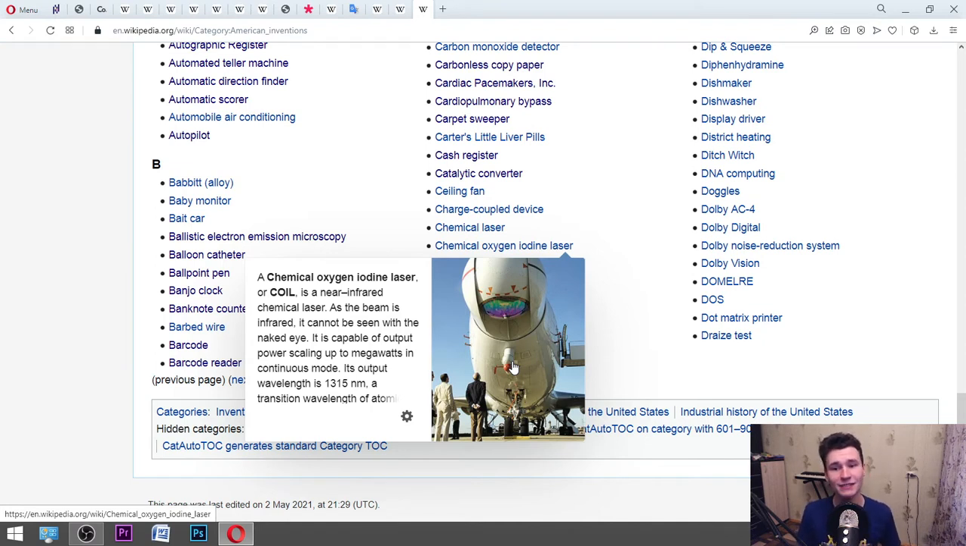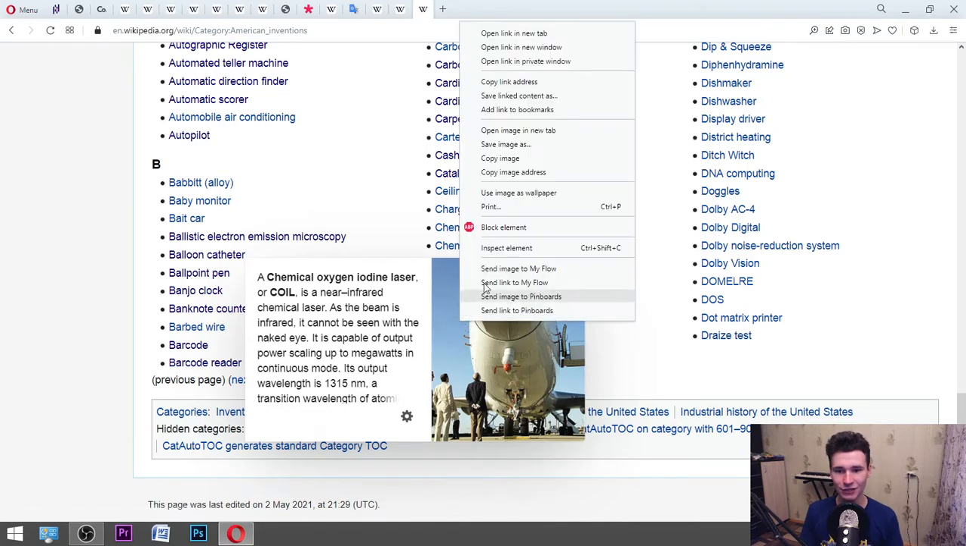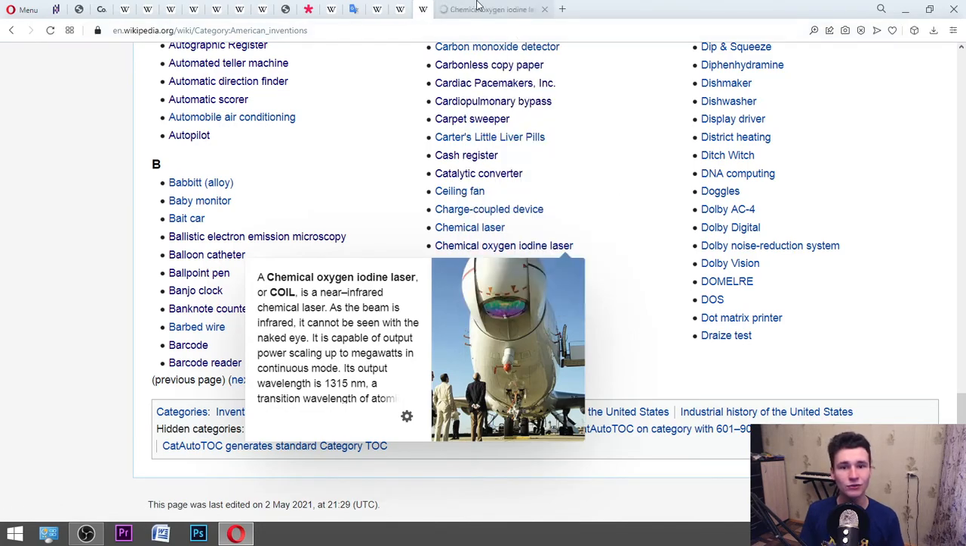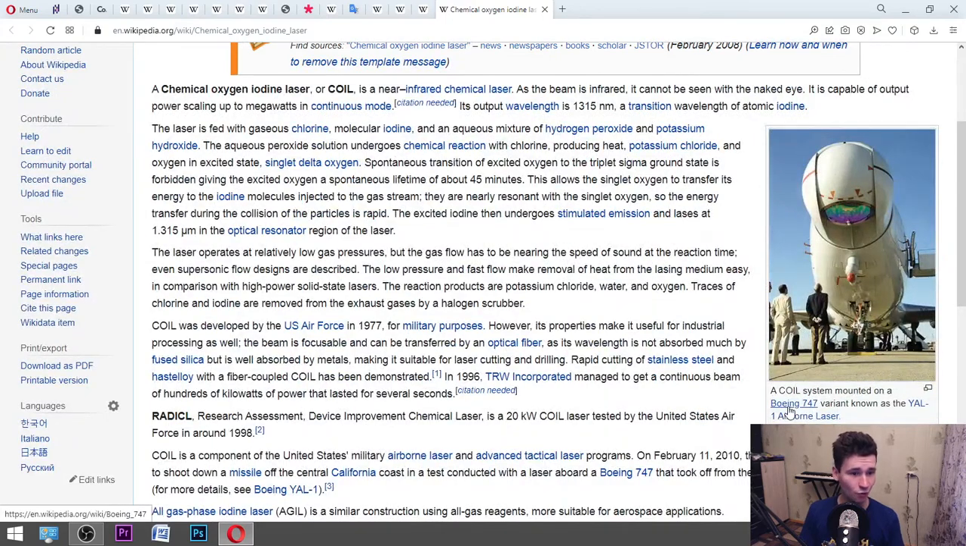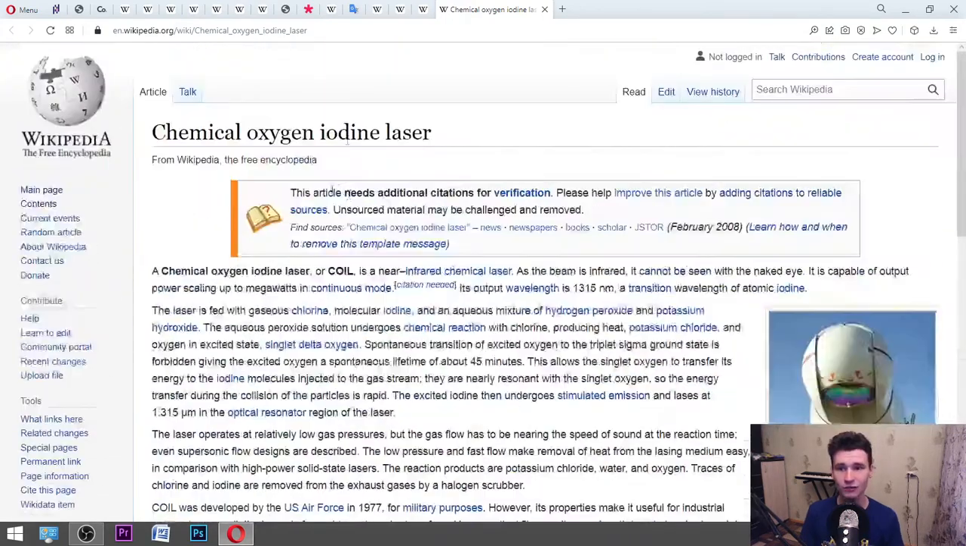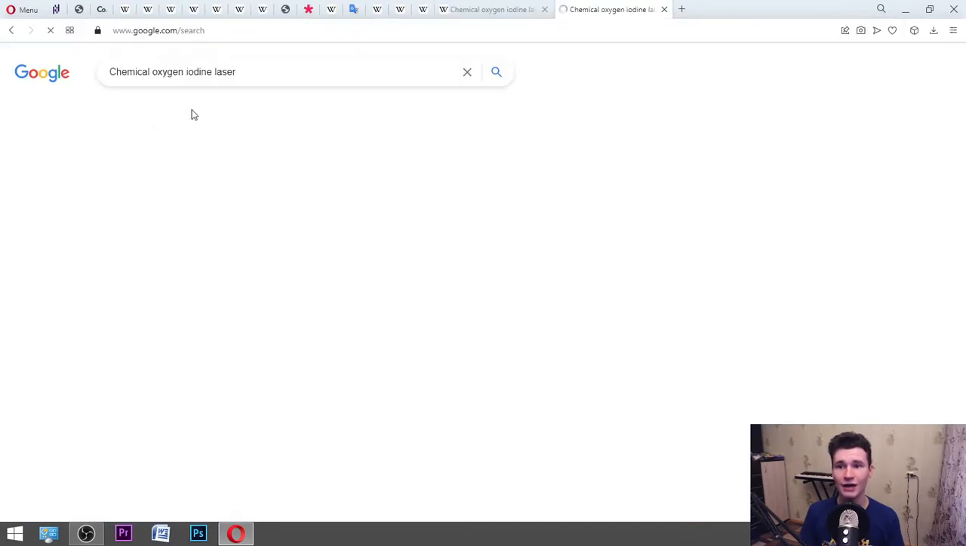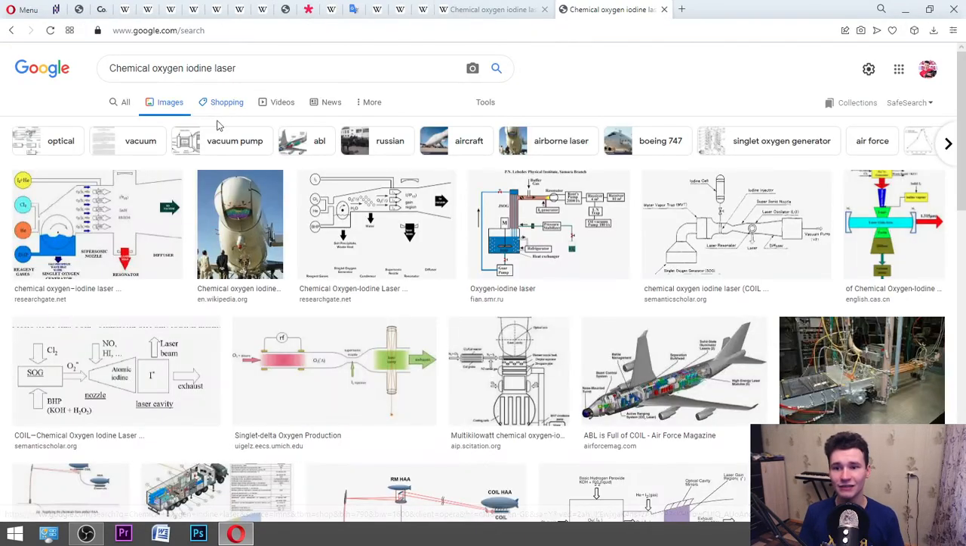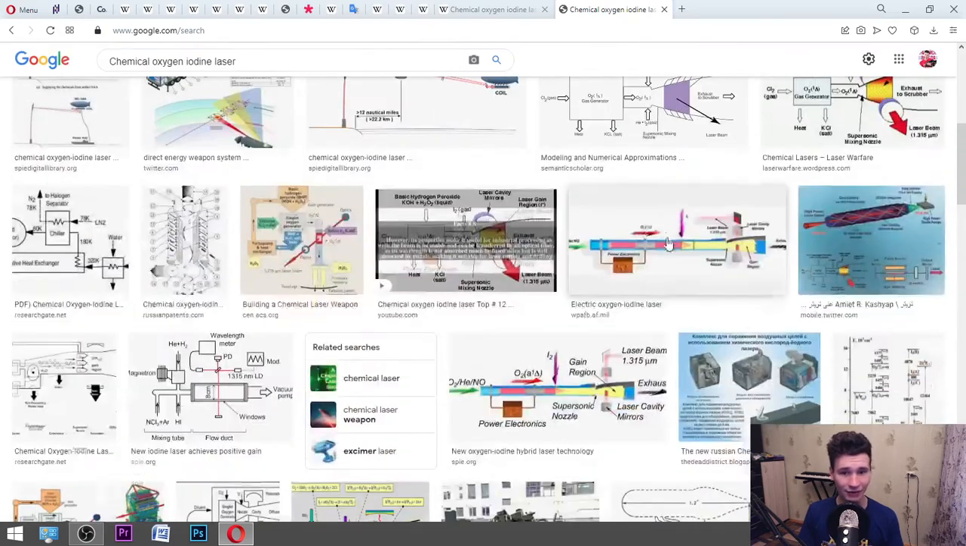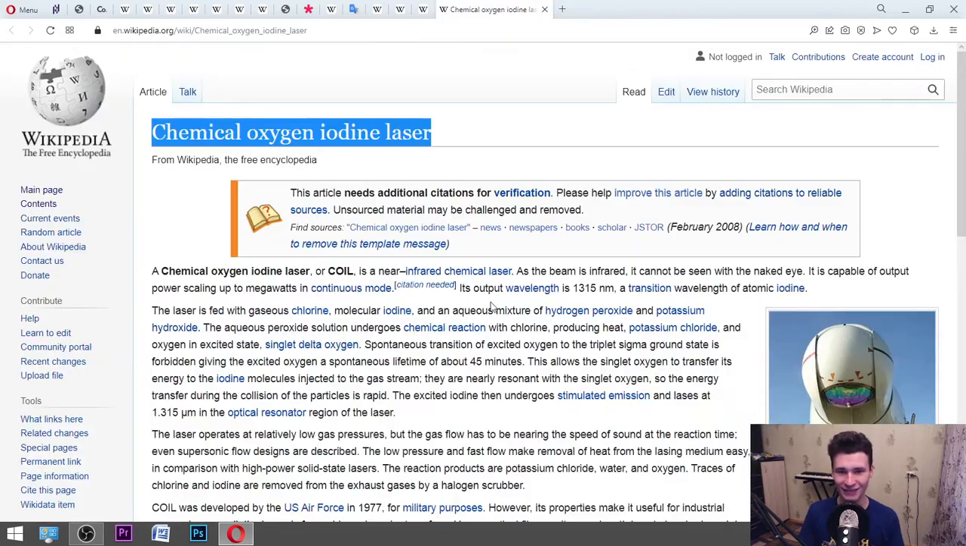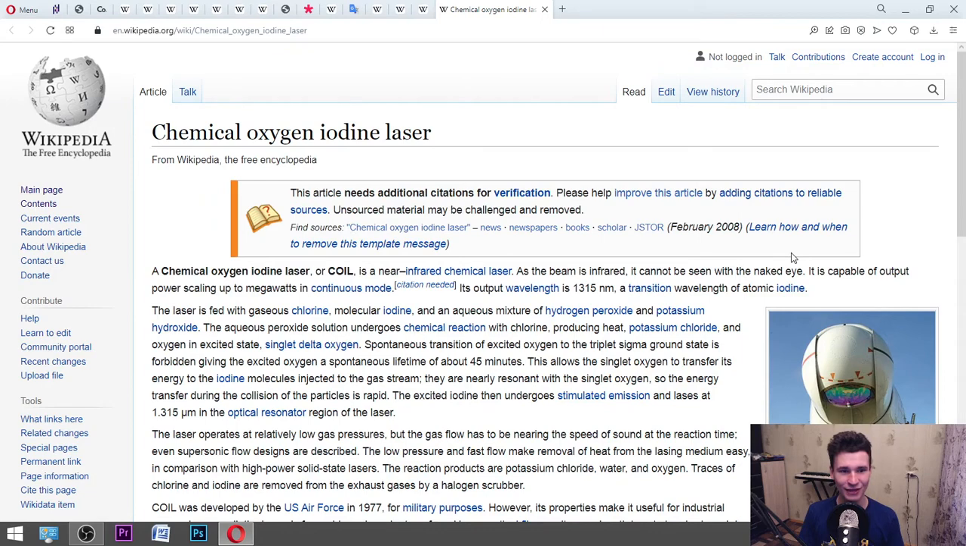If the beam is infrared, it cannot be seen with the naked eye. It is capable of output power scaling up to megawatts in continuous mode. Its output wavelength is 1.315 nanometers. I think that it is used in some of the, yes, in Boeing. Wow. And actually how does the chemical oxygen iodine laser look like? Let's take a look. Okay, it is invisible. As they said, it cannot be seen with the naked eye.